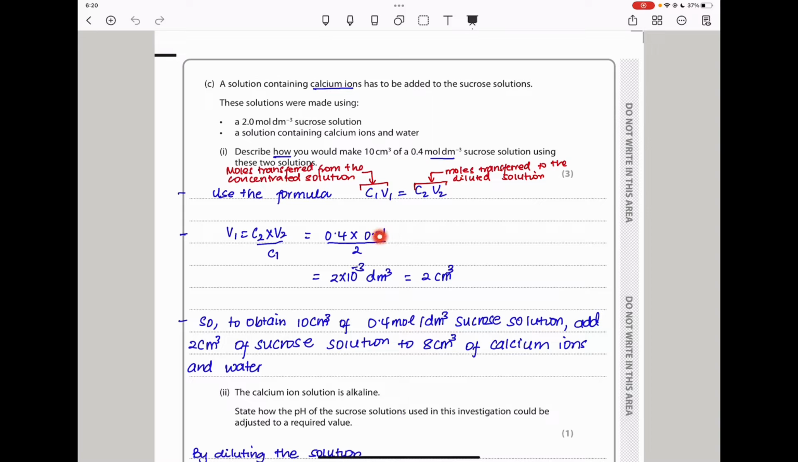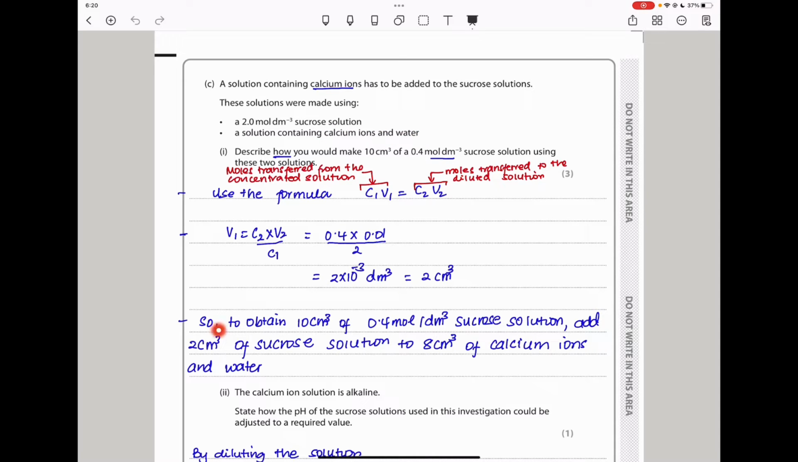I converted it to decimeters cubed because these concentrations are in mol per decimeter cubed. When I used my calculator, I got 2 times 10 to the power negative 3 decimeters cubed. I converted that to centimeters cubed and it gave me 2. So in order to make 10 centimeters cubed of 0.4 mol per decimeter cubed solution, you have to add 2 centimeters cubed to 8 centimeters cubed of the calcium ion water solution.